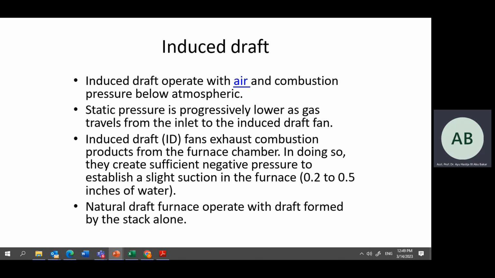Induced draft is below atmospheric pressure. It operates with air and combustion gases below atmospheric pressure. It creates sufficient negative pressure to establish a slight suction in the furnace. Forced is above, induced is below atmospheric pressure, so again it depends on the location and design of your furnace.